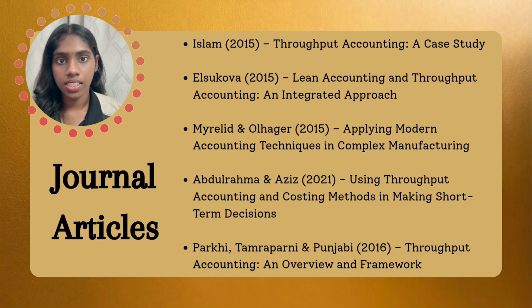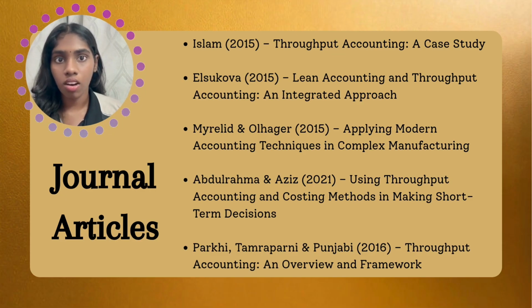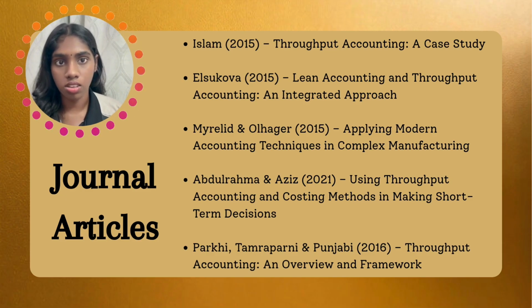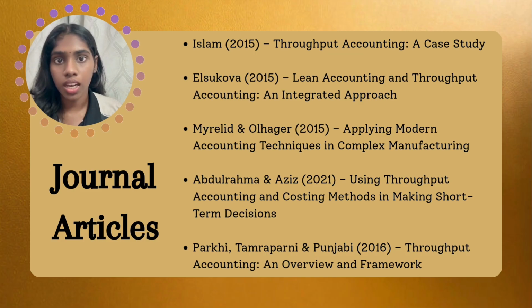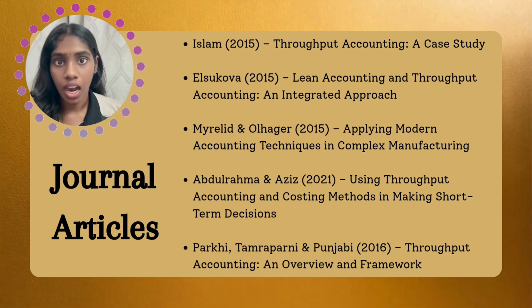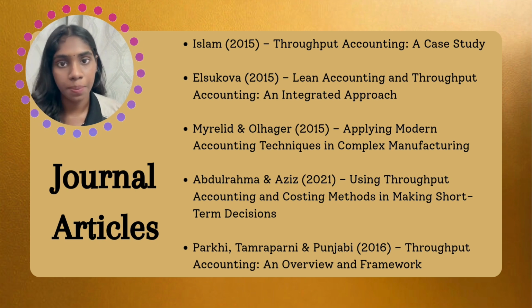The study investigates how throughput accounting can improve product mix decisions by concentrating on bottleneck resources rather than allocating overhead costs through traditional costing methods. The author concludes that throughput accounting helps organizations maximize profits and allocate scarce resources more effectively. However, the research is based mainly on one industrial case, so its findings may not be universally applicable.